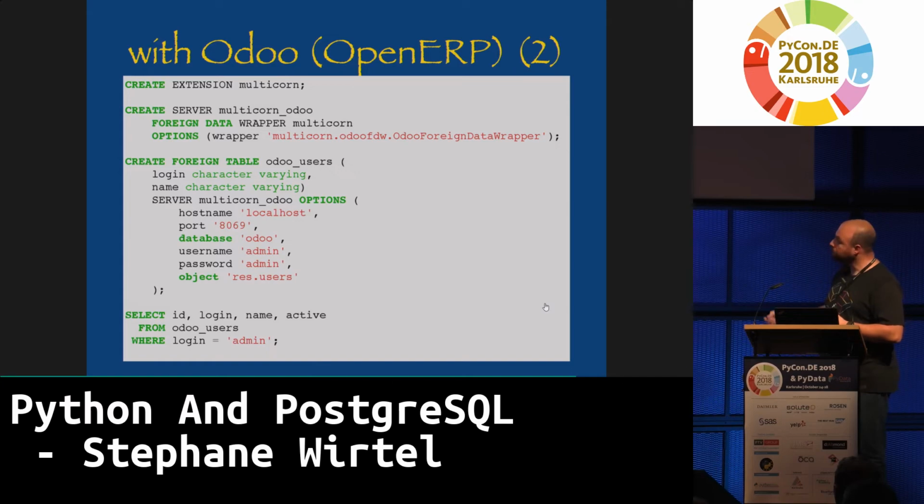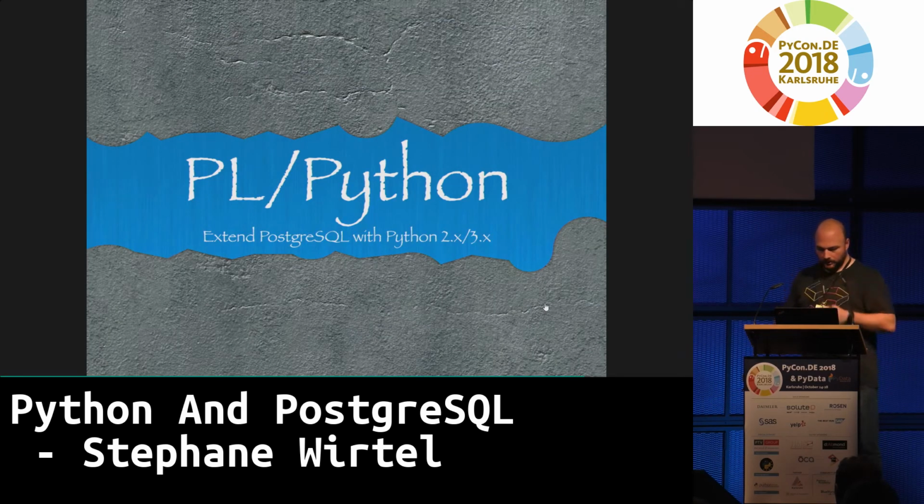The configuration. I define my wrapper, the multicorn Odoo FDW, the Odoo foreign data wrapper, define the external table with the fields, login and name, and I'm going to specify the options: host name, port, database, username, password, etc. And now I can execute just a select. And I discuss with the software from my enterprise, from the database. And I prefer to use that because we have the control, the ACL, and a lot of stuff. Okay. Now PL Python.